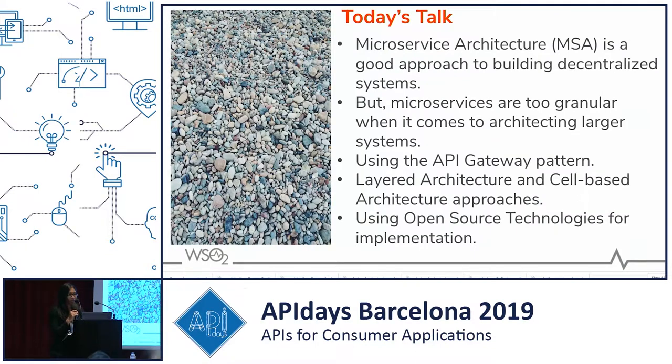Today's talk is about how microservice architecture is a good approach to building decentralized systems. But microservices are too granular when it comes to architecting larger systems. So in order to better manage your microservices, you should use the API gateway pattern. Based on the API gateway pattern, you can follow the architecture approaches I'm going to cover today, which are the layered architecture and the cell-based architecture approaches. I will show you how to implement these using open source technologies.